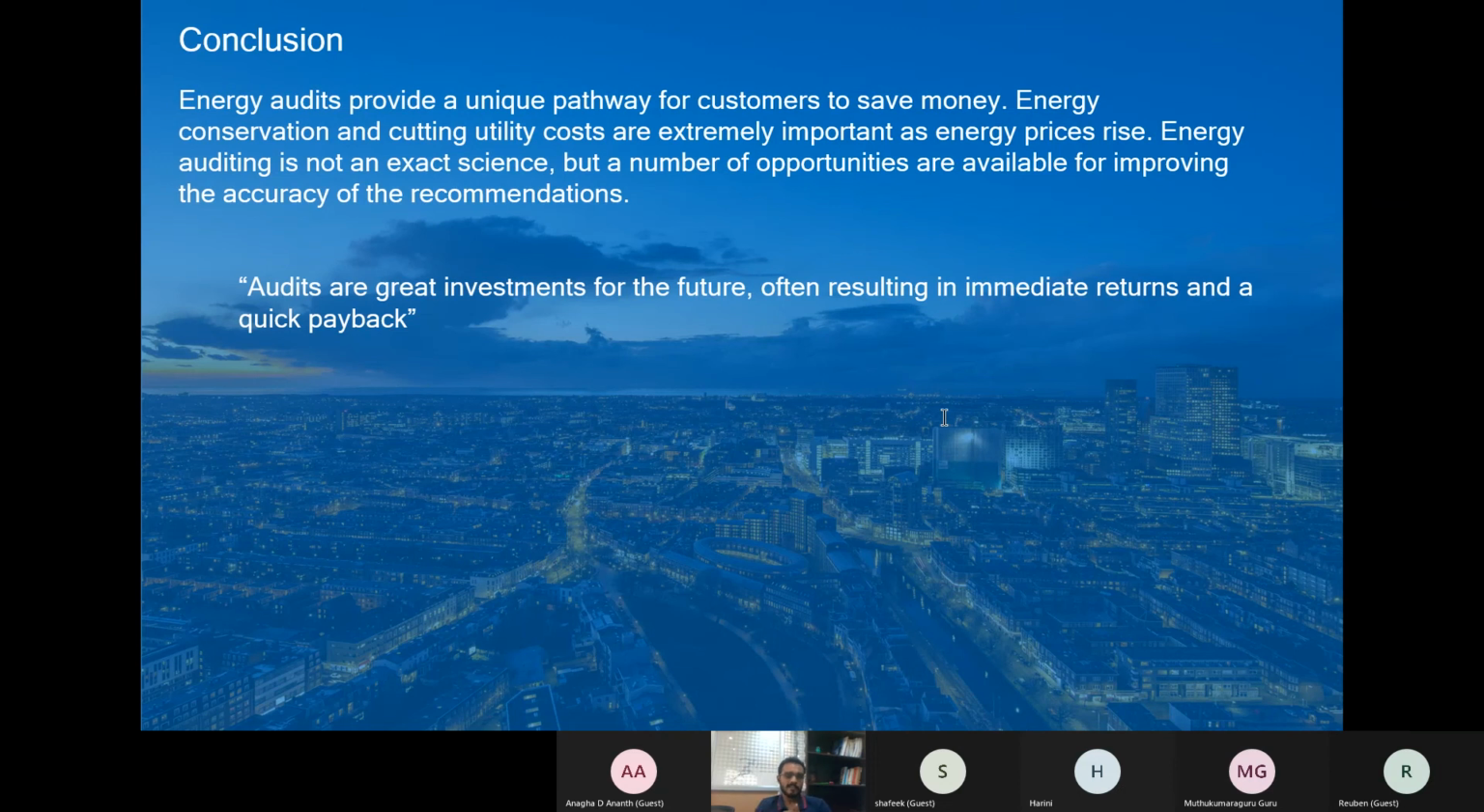So finally, audits are great investments for the future, often resulting in immediate returns and quick payback.